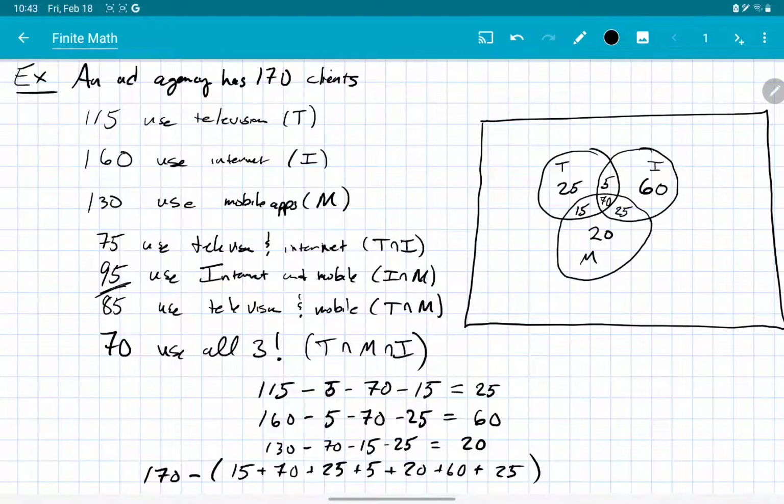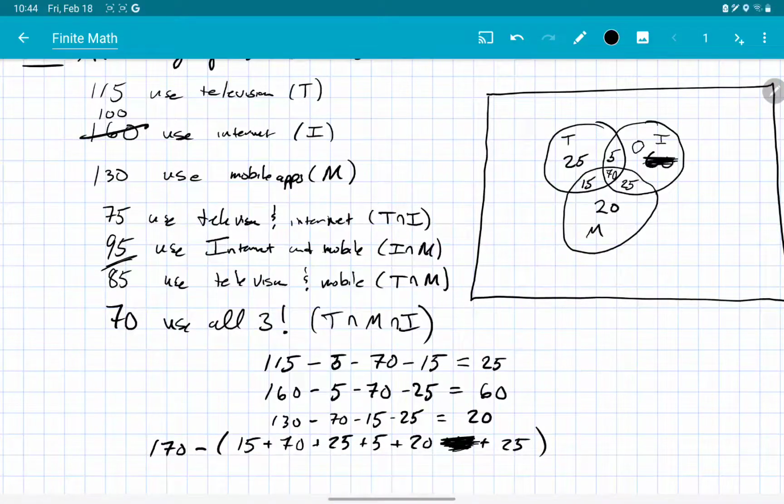Oh, it looks like I have the internet only one wrong. Oh, that's because I miscopied the problem from the textbook. Okay, this is actually supposed to be 100. The only thing that changes is that this goes from 60 to 0, because 5, 70, and 25 added together is 100. So that means this number shouldn't be there. I'm sorry. I miscopied that number down. Okay, now let's add these.